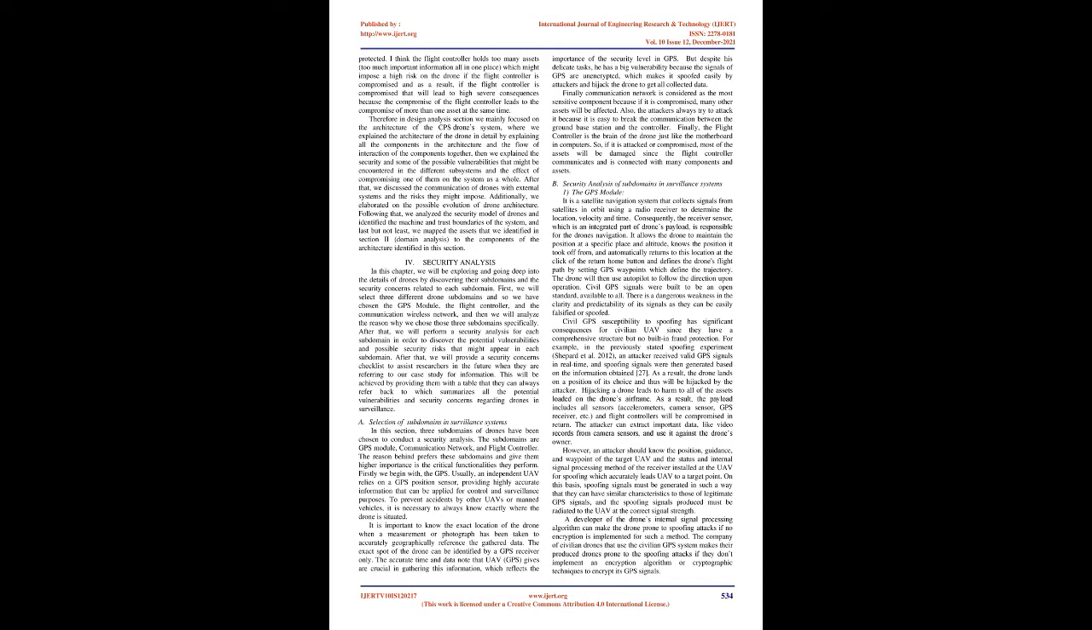Firstly, we begin with the GPS. Usually, an independent UAV relies on a GPS position sensor, providing highly accurate information that can be applied for control and surveillance purposes. To prevent accidents by other UAVs or manned vehicles, it is necessary to always know exactly where the drone is situated.